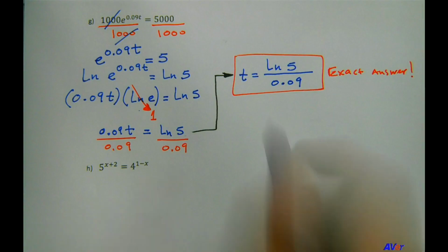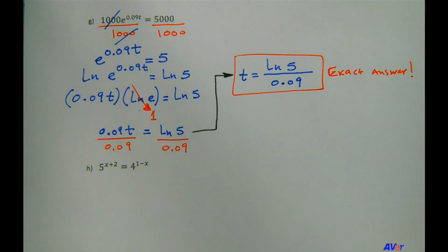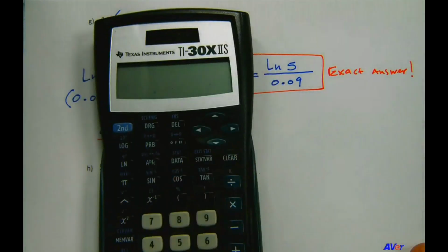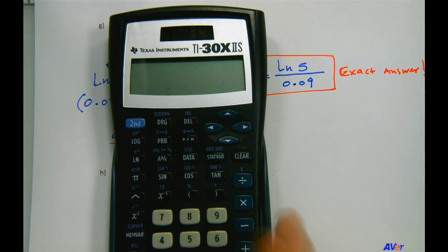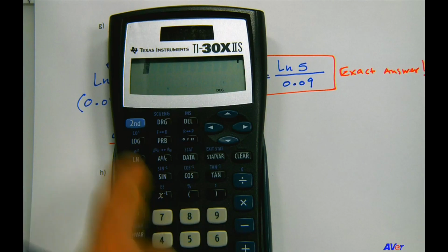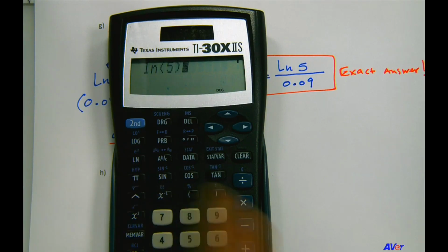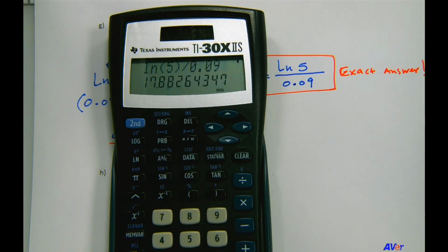But if I ask you, or someone, or the online homework management system asks you to solve this and give it to some decimal value, say, calculate your final answer to 3 decimal places, right, let's say, then you would use your calculator. So let's do that now. So we want to calculate natural log of 5 divided by 0.09, right? So let's see what do we get.